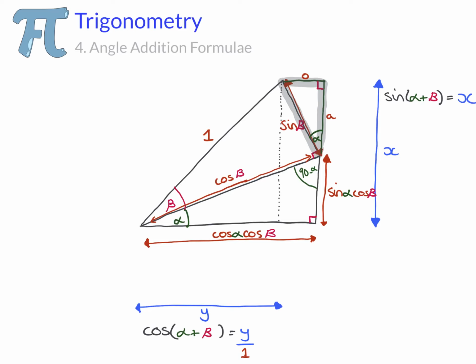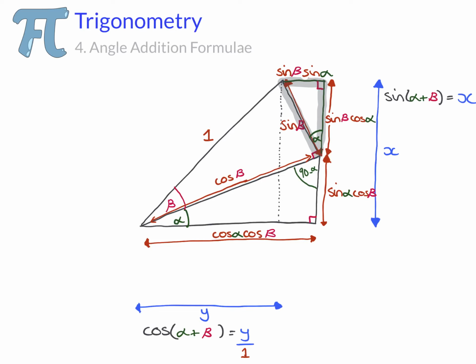Using trigonometry in this triangle, we find that sine alpha is equal to this opposite side over sine beta, and so the opposite side is sine beta times sine alpha. Similarly, this adjacent side is equal to sine beta times cos alpha.